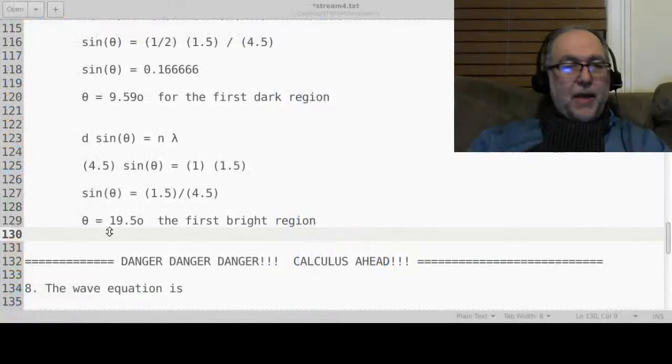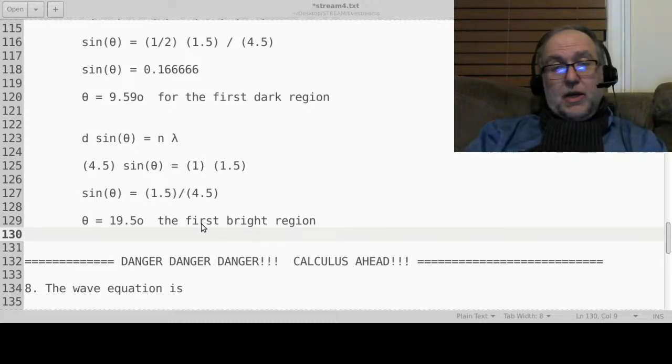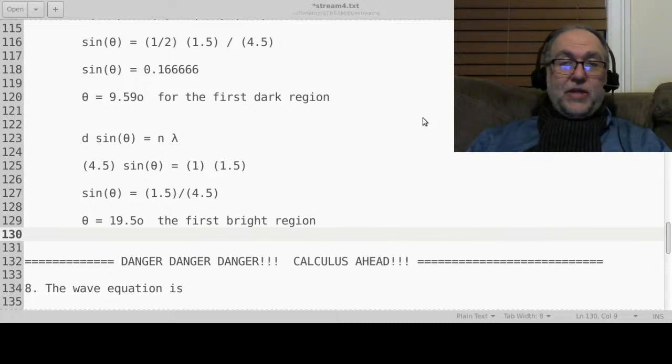Now I didn't do a problem with a single hole. There's a similar formula for the single hole, but I figured, since we did one in detail for the double slit, that was probably good enough. If there's no questions, that's it for the non-calc part.